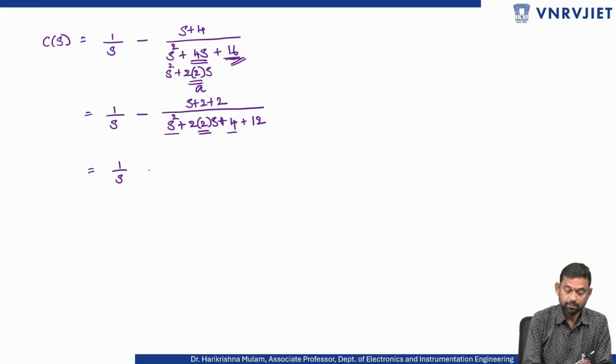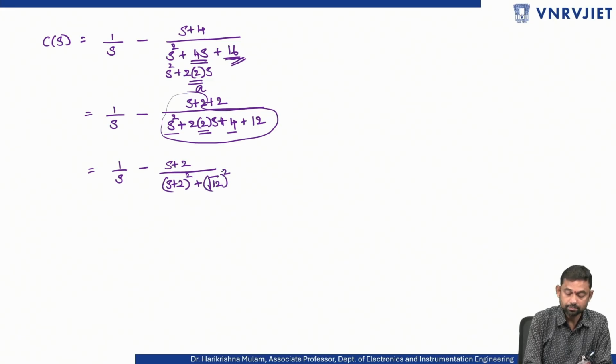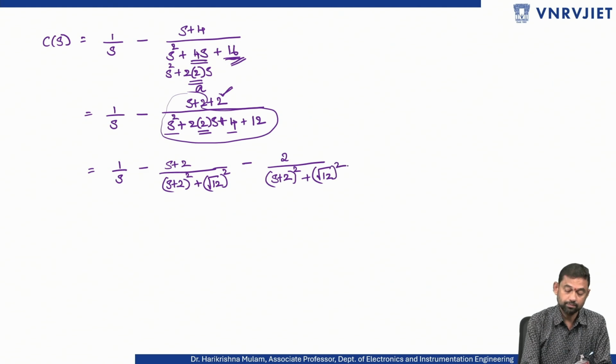Therefore, 1 by s minus, I would like to separate up to here, that is s plus 2 by s square plus 2 into 2 times s plus 4, which can be written as s plus 2 whole square plus 12, which can be written as square root of 12 whole square, minus, what else is left over? This 2 is left over. 2 by s plus 2 whole square plus square root of 12 whole square.